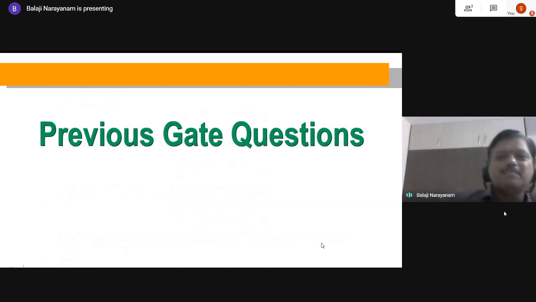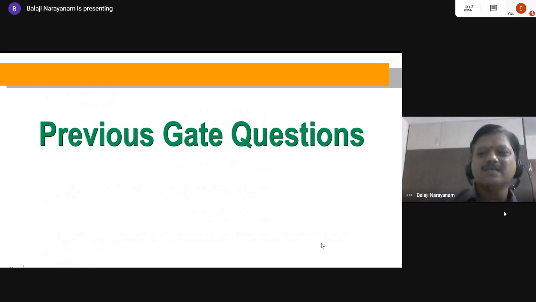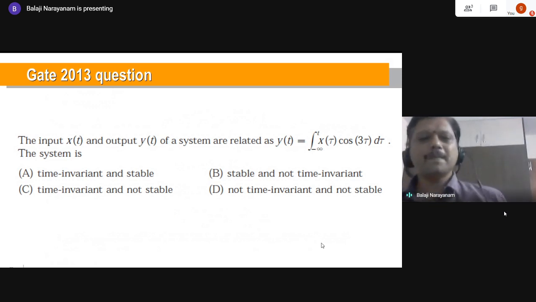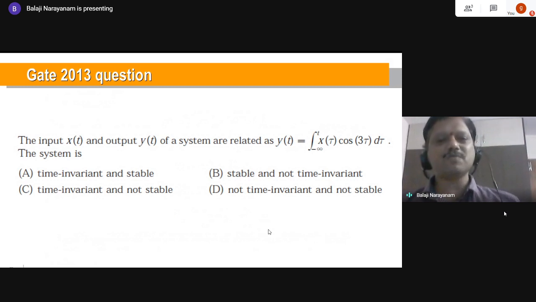Now let us take the previous GATE questions that were asked based on the concept of these systems, and let us try to solve these previous GATE papers. This is a 2013 GATE question paper. The input x of t and output y of t of a system are related by this equation, and you are asked whether the given system is time invariant, stable, non-time invariant and non-stable.